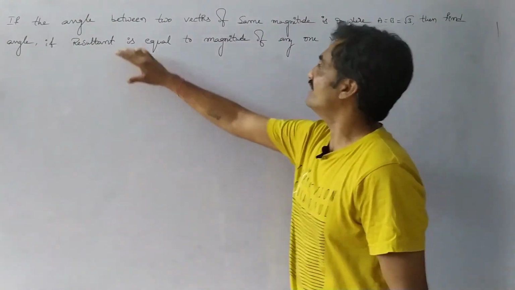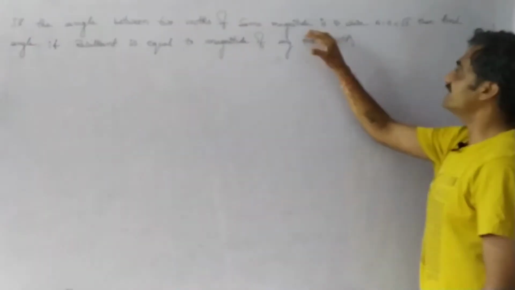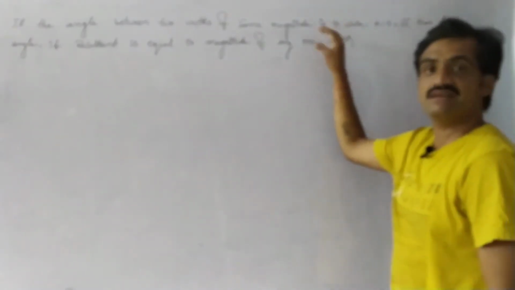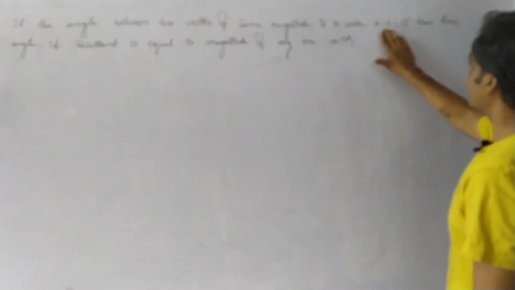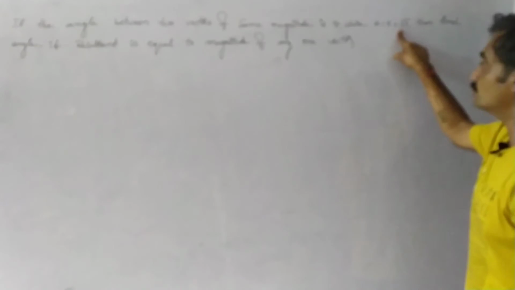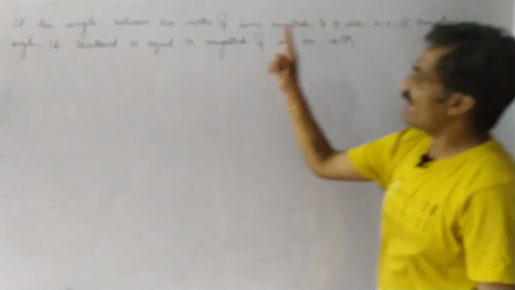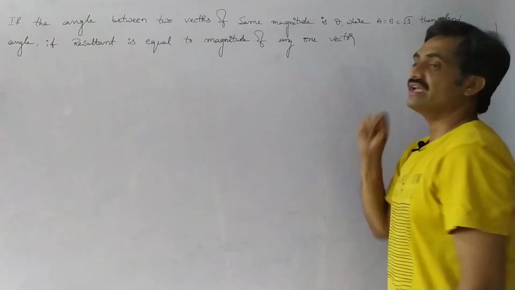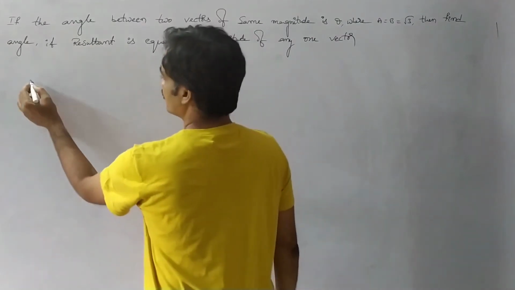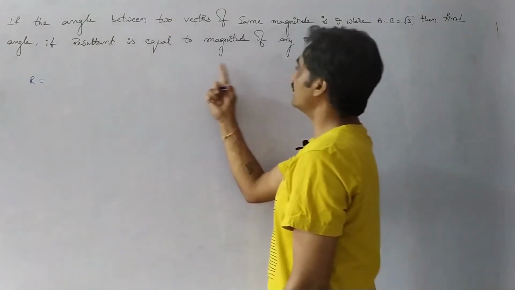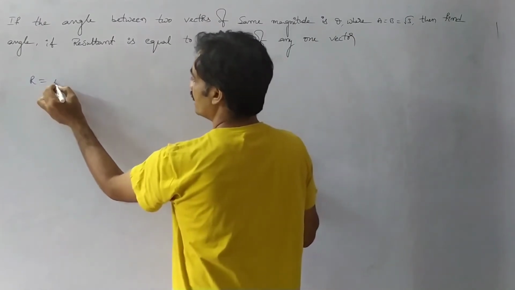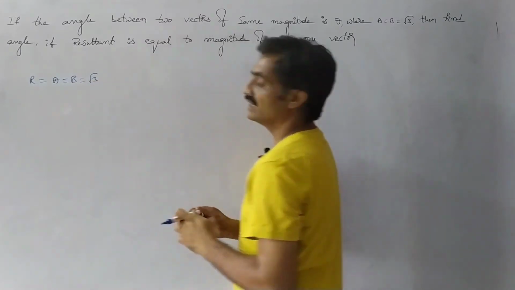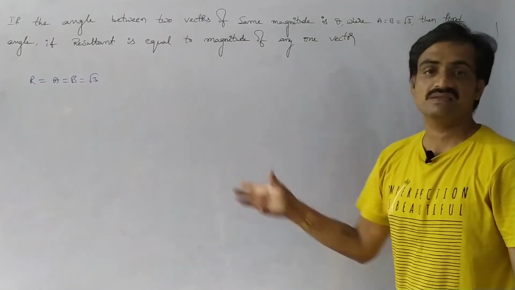The next problem is: if the angle between two vectors of the same magnitude is theta. Here two vectors are given and the angle between them is theta. Where the magnitude of A and B is equal to root 3, find the angle between the two vectors if the resultant is equal to the magnitude of any vector. Suppose we consider the resultant as r, then the resultant magnitude equals the magnitude of the vectors. So we can write r equals a equals b equals root 3. The magnitude is the same for the resultant as well as the two vectors.